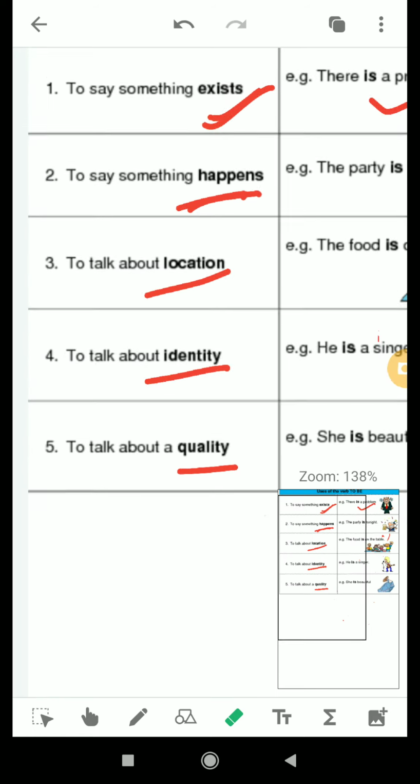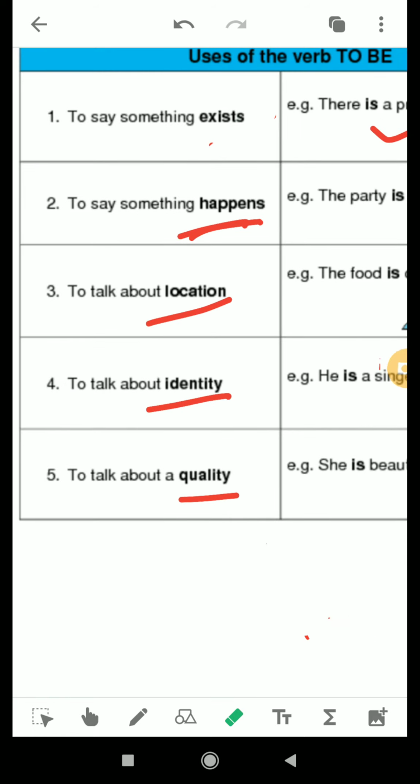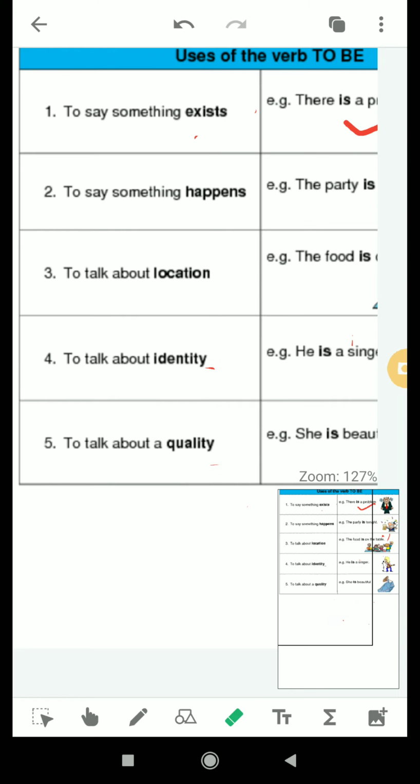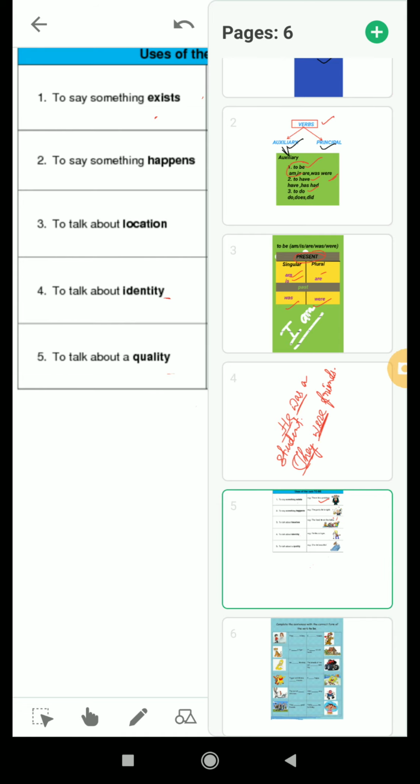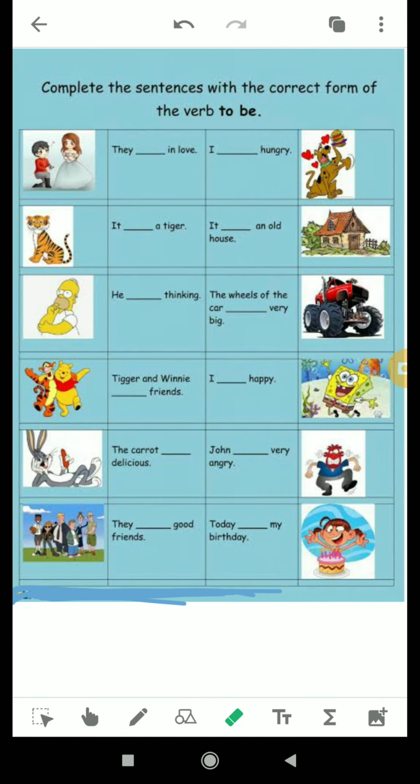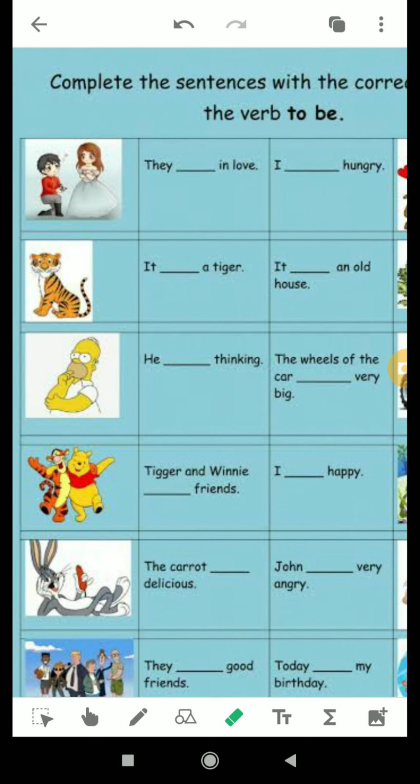So again, what are the usages? When we talk about existence, when we talk about something happening, someone's location, someone's identity. Suppose you are a student, I am a teacher, we are humans. A dog is an animal, or we talk about some qualities. Suppose your children are very beautiful, cute, nice. These all are qualities. So next we have to see some exercises. I hope that these things are clear to you. Now you will be able to do these exercises, I hope.